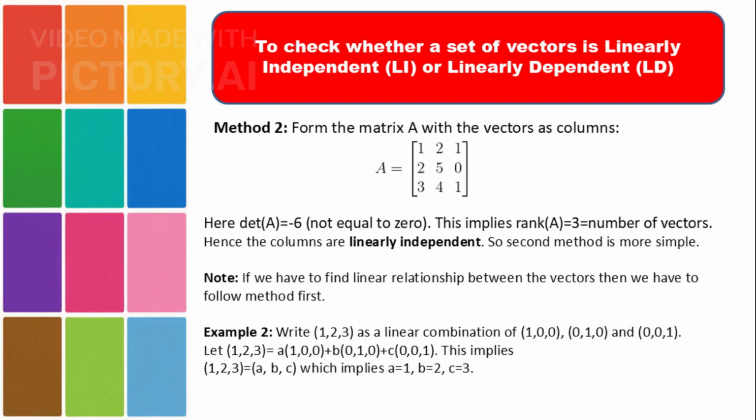Note that if we need to find a linear relationship between the vectors, then we have to follow the first method. In the next example, we have expressed the vector (1, 2, 3) as a linear combination of the vectors (1, 0, 0), (0, 1, 0) and (0, 0, 1).